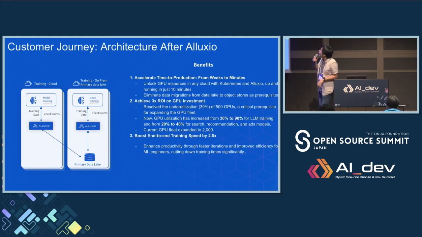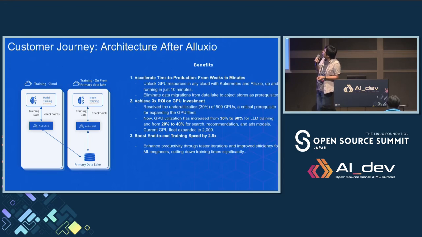What they achieve, interestingly, let's forget about the technical benefits first. From the business side, they're able to unlock GPU resources in any cloud. If you have Kubernetes set up, with Alluxio you can just launch an Alluxio cluster in 10 minutes, and then you're able to access your primary data lake. Versus in a traditional way, you need to purchase data storage resources in this training cloud and move the data around, and that can take from days to weeks. So in this way, you can eliminate data migration and improve the agility to embrace any cloud vendor who has GPU resources, for greater bargaining and negotiation power, basically.